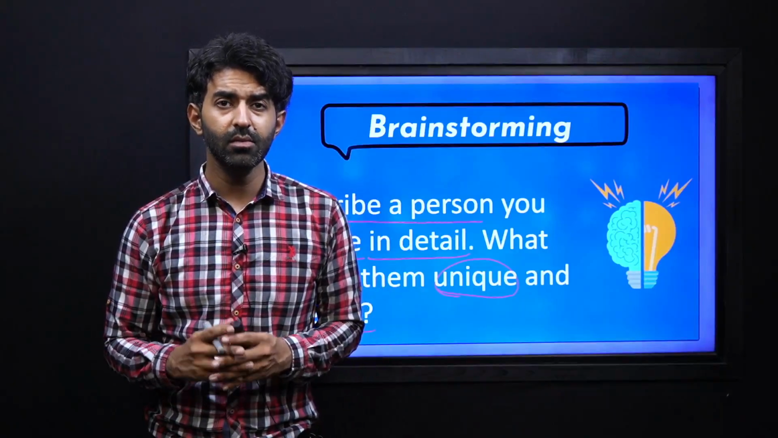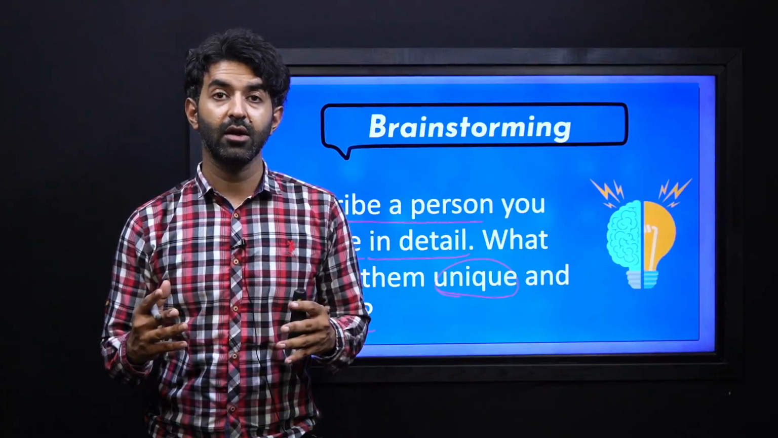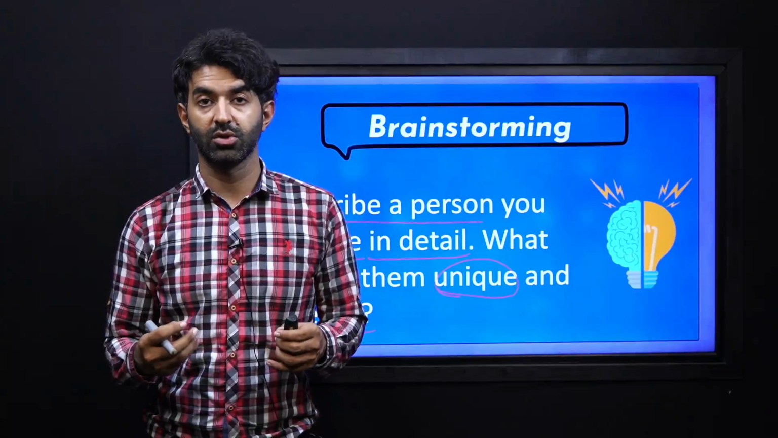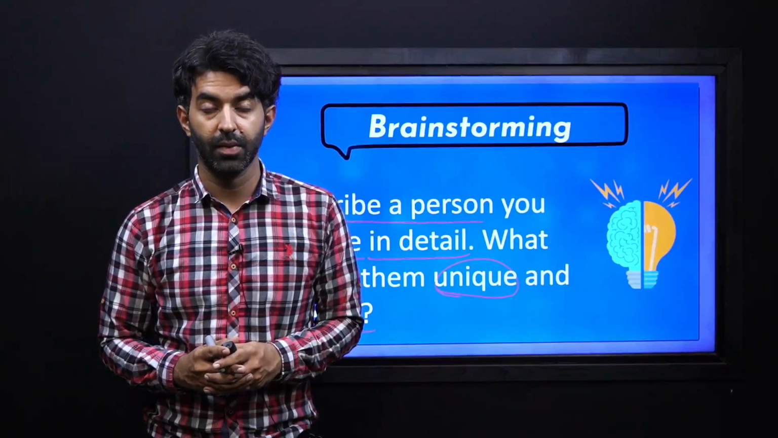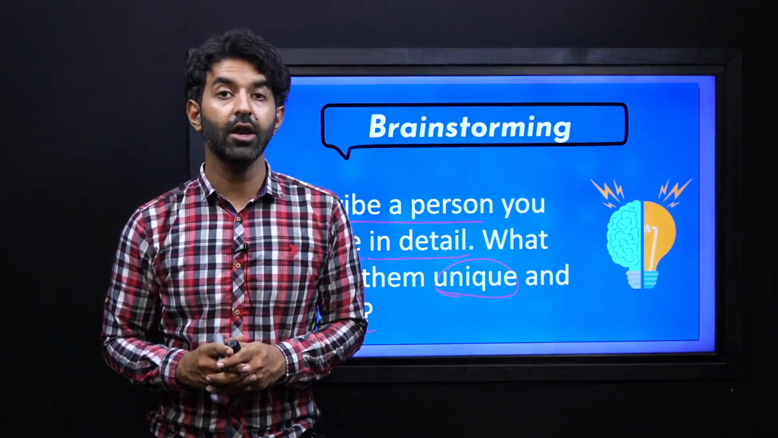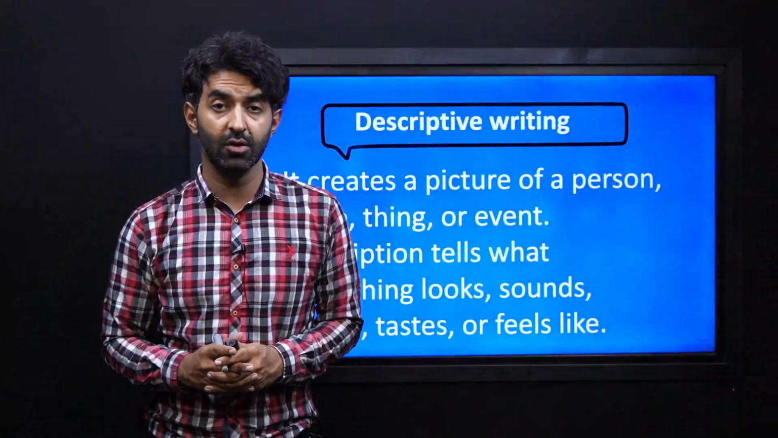Now, think about a person that you admire, that you like, and then give their description, the way they look, the way they talk, and so much more. Think about it so that we can move forward. Now, this was your prompt to get started into the lesson.